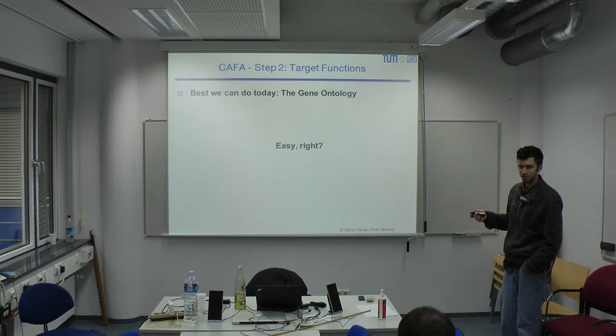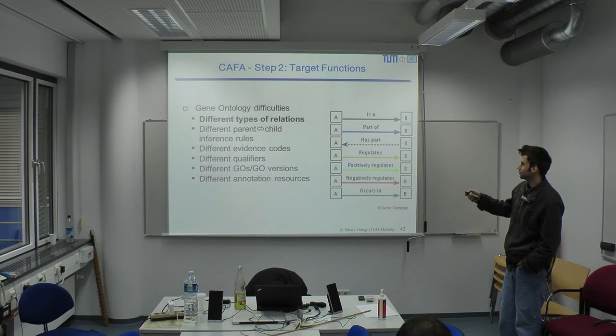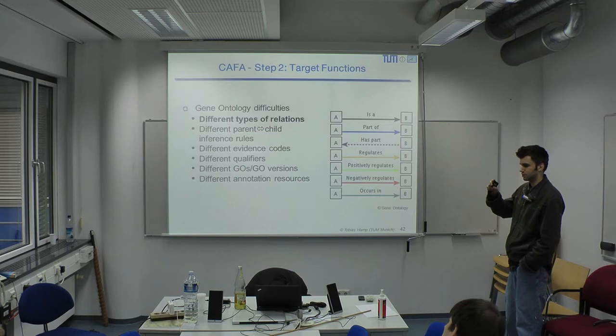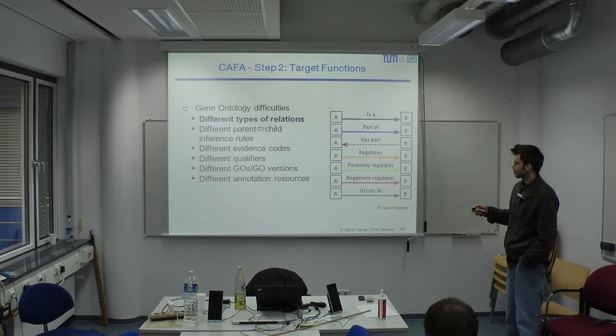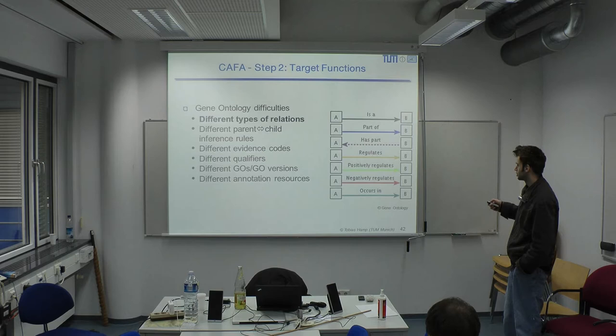So for example, you have different types of relation. An edge between two terms can have different labels. It can be an is-a relation, part-of relation, has-part, regulates, and so on and so forth. And so we needed to simplify that and come up with rules for how to handle this.